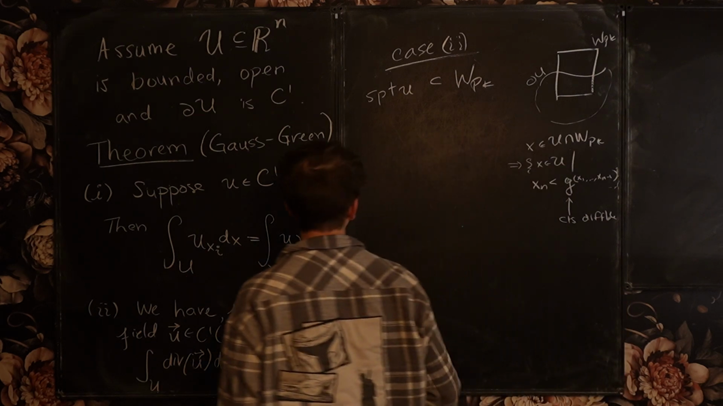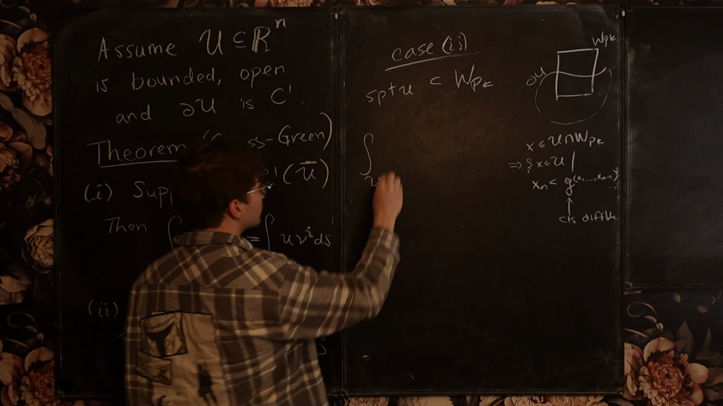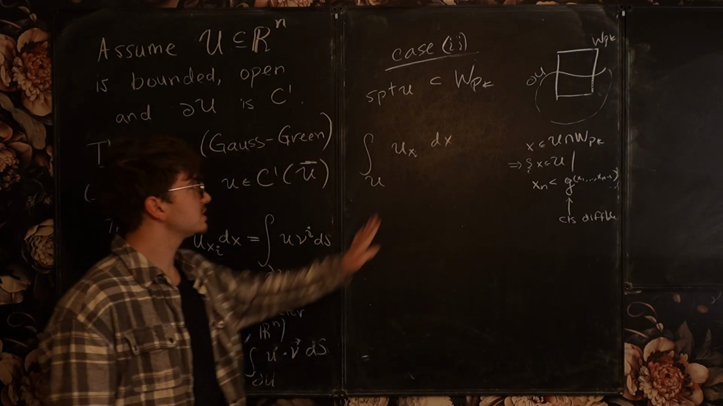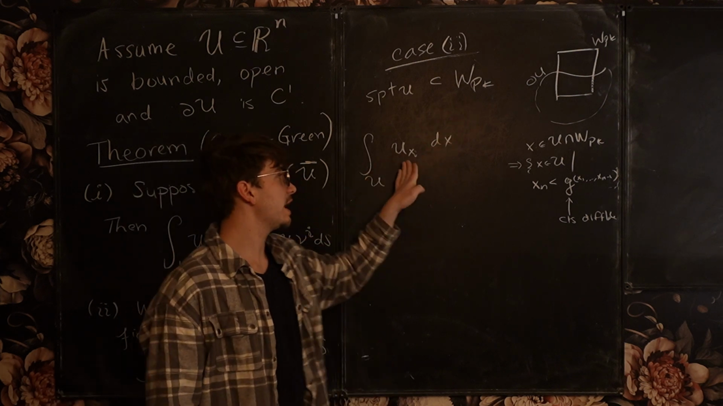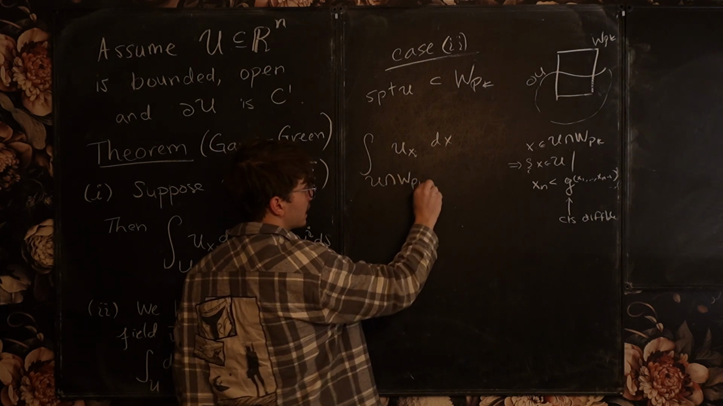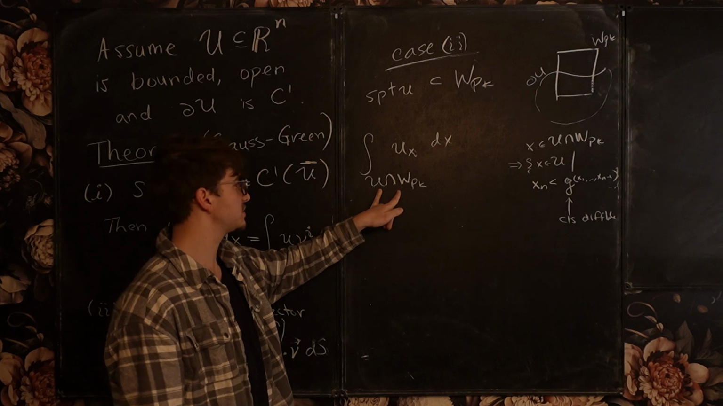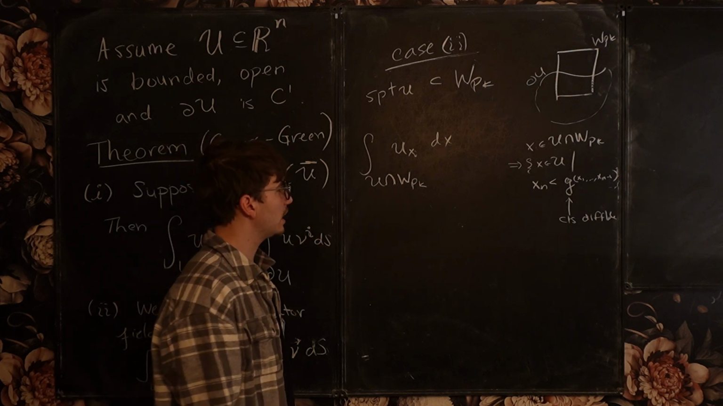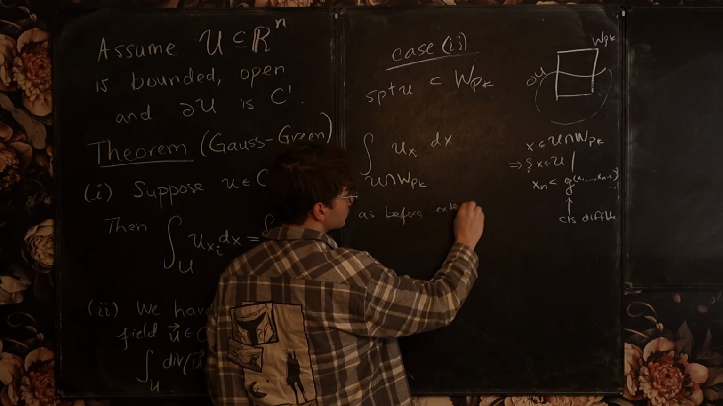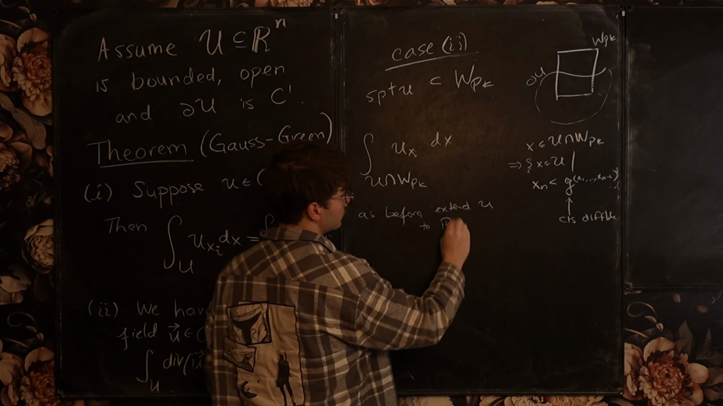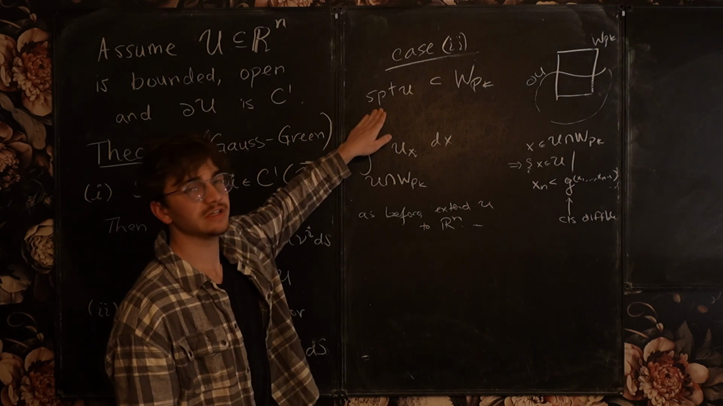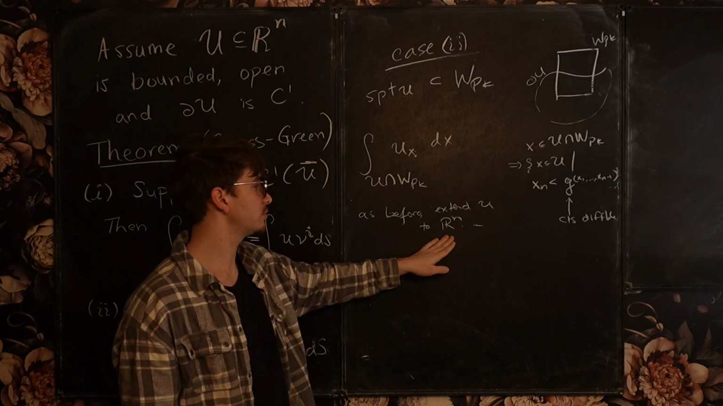Okay, so let's begin. We have the integral over U of u_{x_i} dx. Since the support of my function is contained in W_{p,k}, I only really need to consider my domain of integration to be U intersect W_{p,k}, since the integrand vanishes outside of this set. And now, as before, I'm going to extend u to R^n by setting it equal to 0 outside of its support.